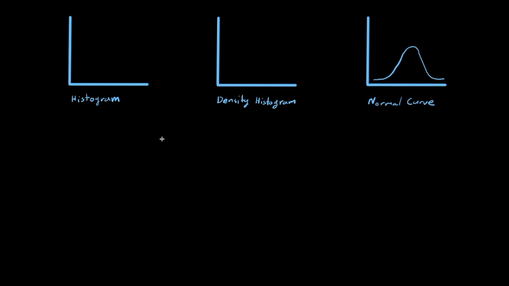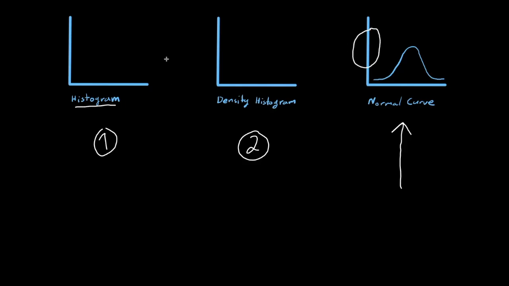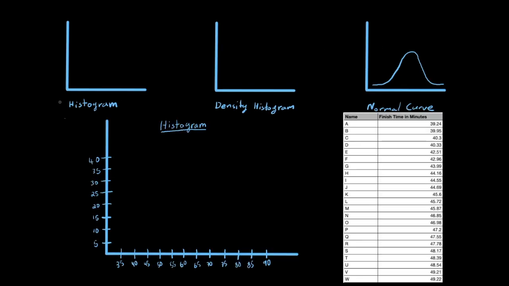So to answer our question, let's break this down into two steps, which will help us achieve our goal of understanding the normal curve and more specifically, what is the y-axis? So we'll start by creating a histogram, which we'll then use to create a density histogram. And once we have the density histogram, that will help us answer the question, what is the y-axis? So let's start with our histogram.